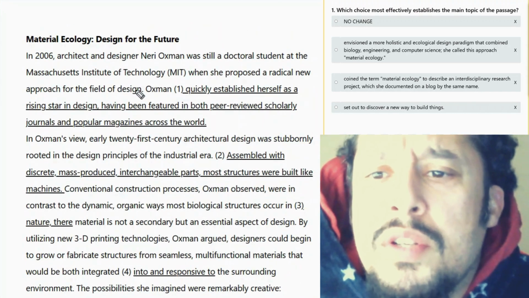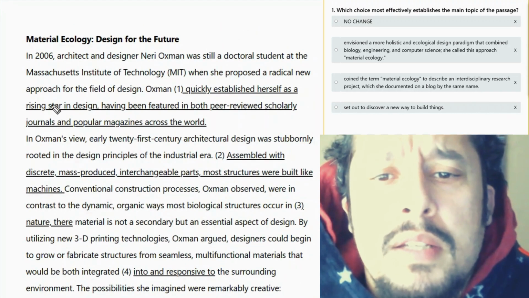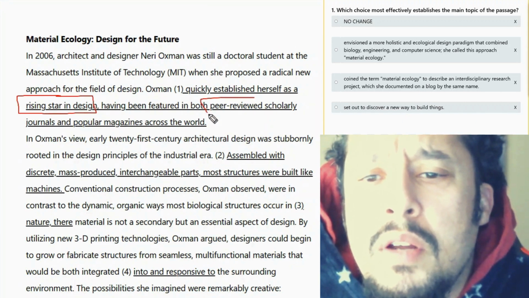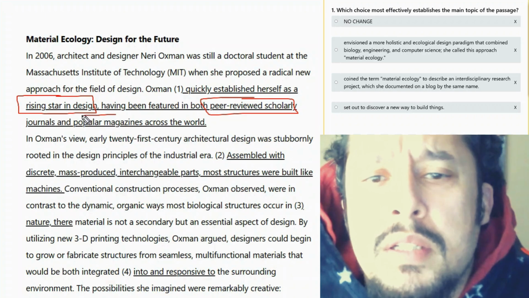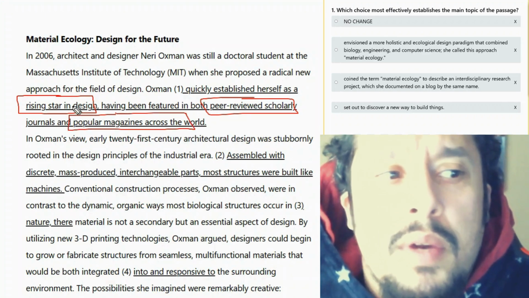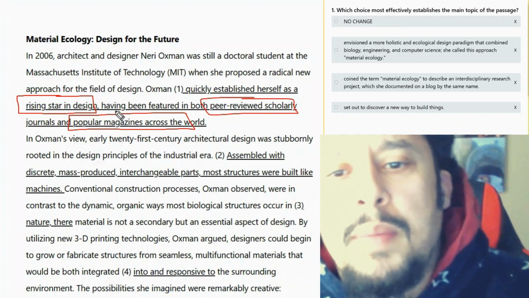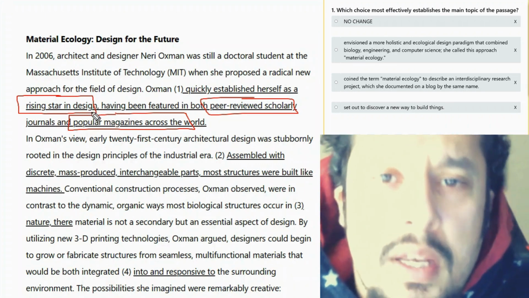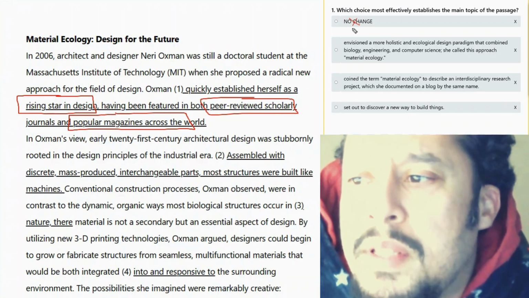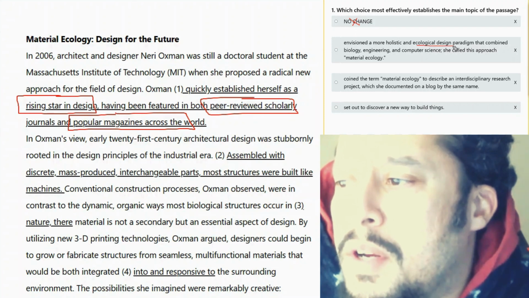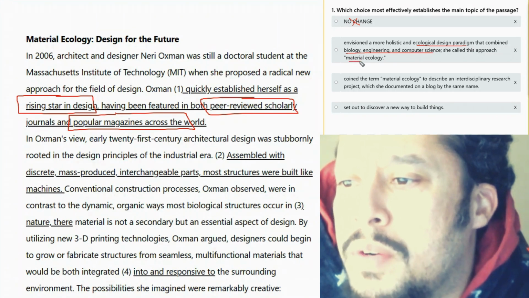So let's check our answers here. Oxman established herself as a rising star in design, okay. Featured in both peer-reviewed scholarly journals and popular magazines. The problem with answer A is that it talks about Oxman as a rising star, her fame. However, the passage focuses on the materials she used, so answer A doesn't work. Oxman envisioned an ecological design paradigm: biology, engineering, and computer science. She called this approach material ecology.